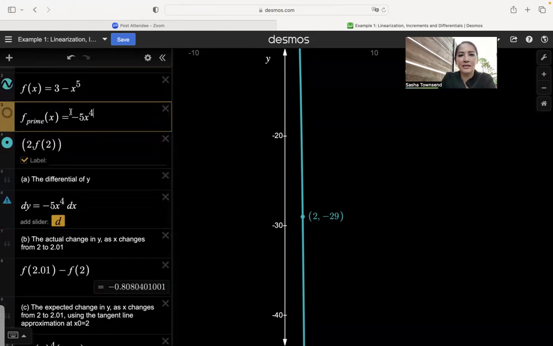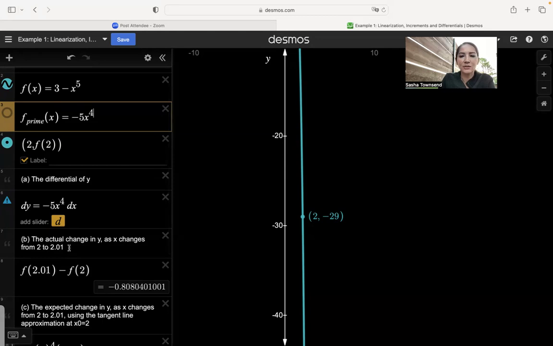Now the derivative is easy enough to compute using the power rule. The derivative of 3 is 0. The derivative of x to the 5th is 5x to the 4th, and then we've got the negative there. So our derivative is -5x to the 4th. The differential of y is denoted by dy, and that's just that derivative, -5x to the 4th times dx. If somebody asks you for the differential, all they want is that derivative times dx.